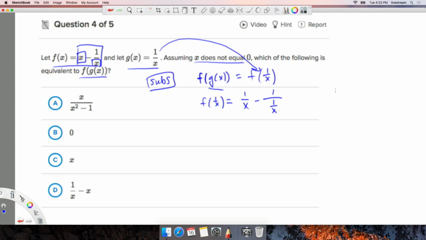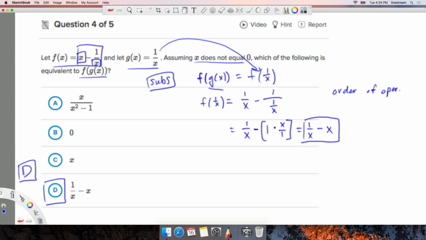Now here again, order of operations matters. I've got 1 over x, and I'm going to do this division first before I do the subtraction. And when you're dividing by a fraction, you should be multiplying by the reciprocal of that. And so what I've got here is 1 over x minus, and in this case, 1 times x is x, x divided by 1 is x, 1 over x minus x. And that is going to be your final answer there, answer choice D.